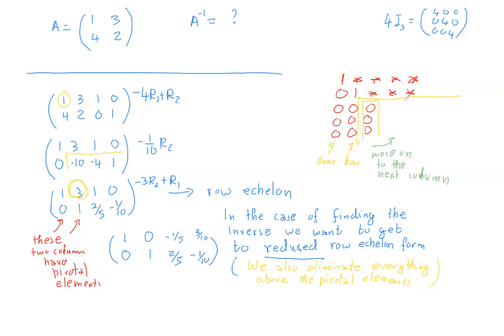Now, the matrix on the left is in reduced row echelon form. And here's the magic I was talking about. This matrix is the inverse. Ta-da!